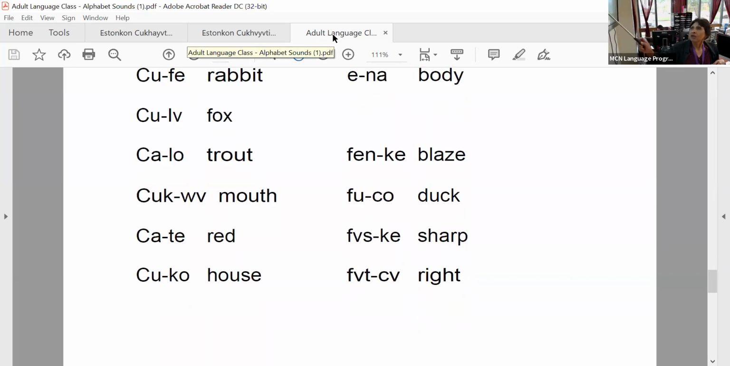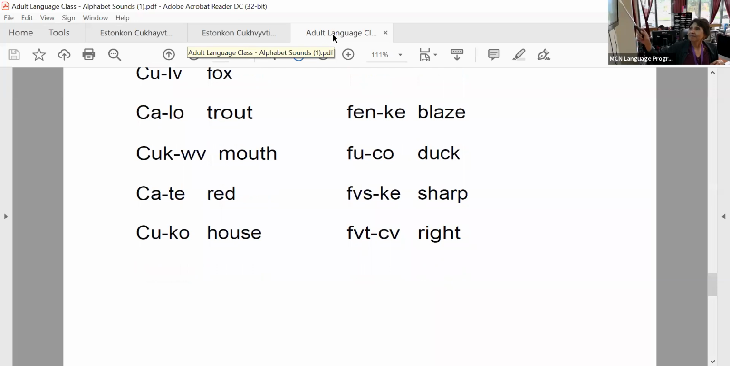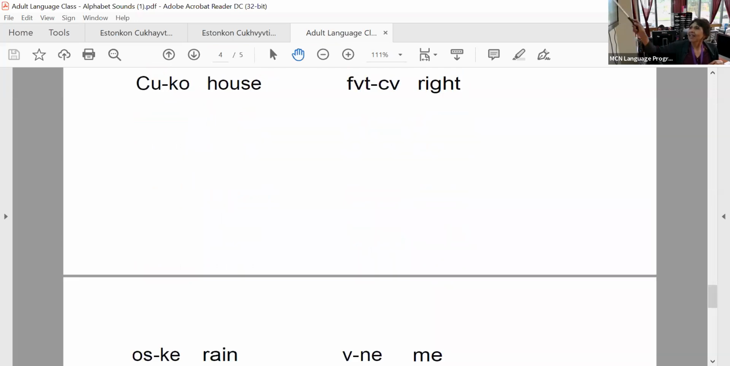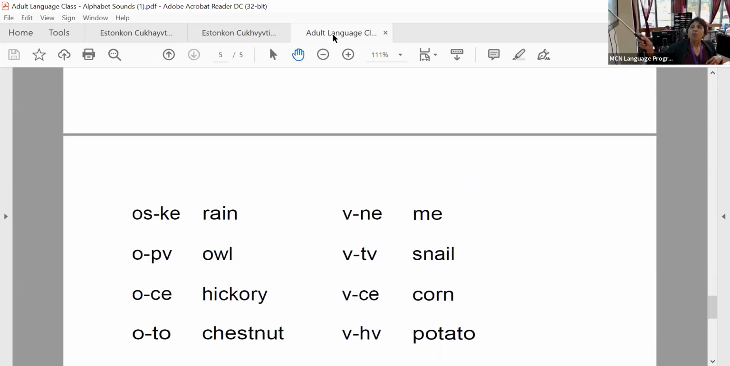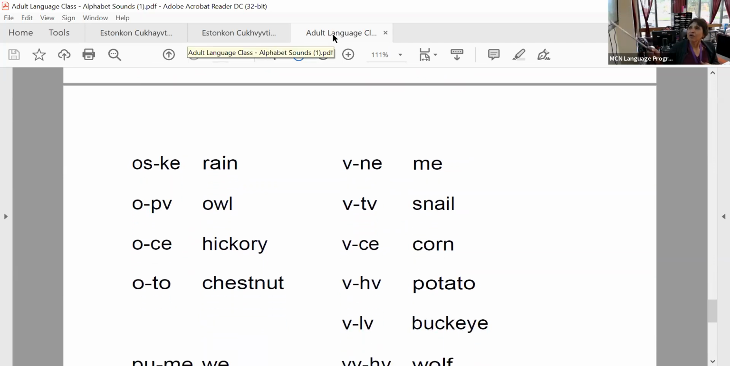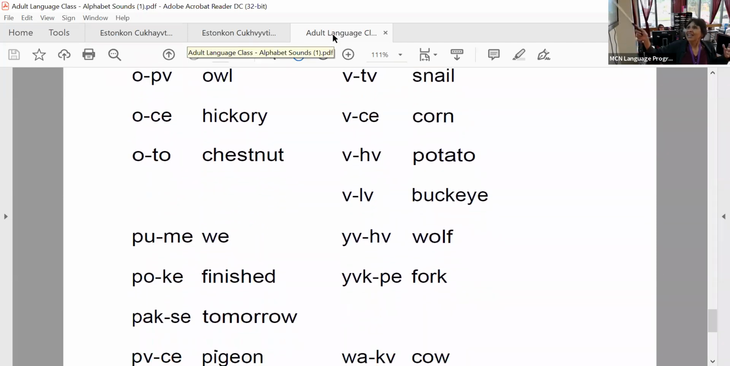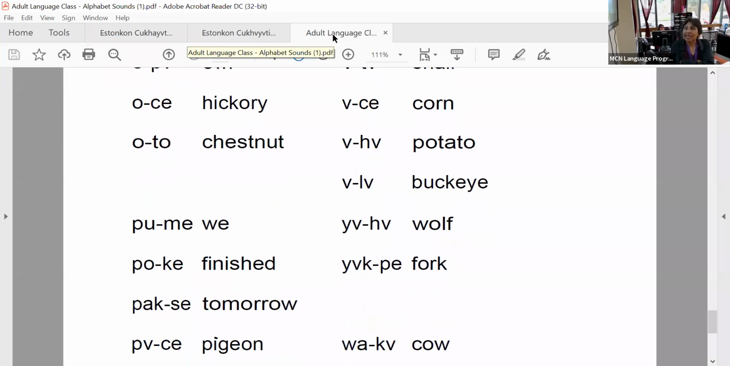Jadi, we went over this. Jadi is red. Jogo, house. See how these sounds are coming in? Ushki, rain. Oba, owl. Uji, hickory. Odo, remember? O and do, odo. Those two sounds actually make a chestnut. So see, we're sounds. Bumi, we. Bogi, finished or gone. Boxy, tomorrow.